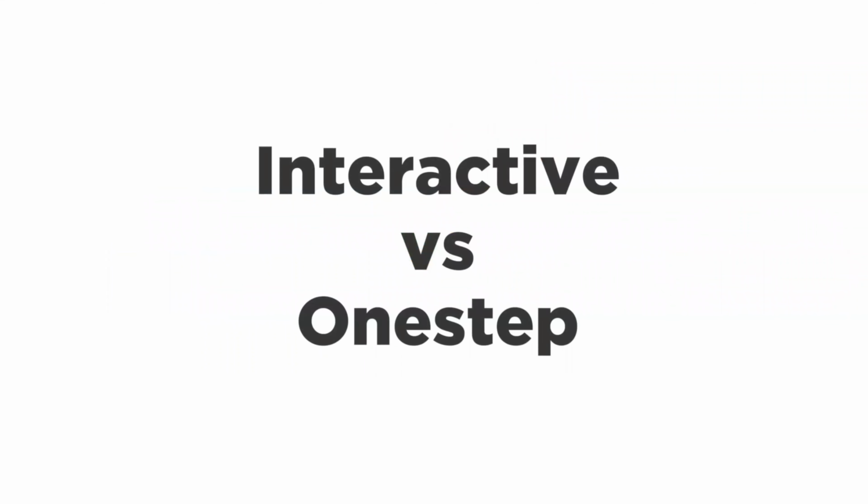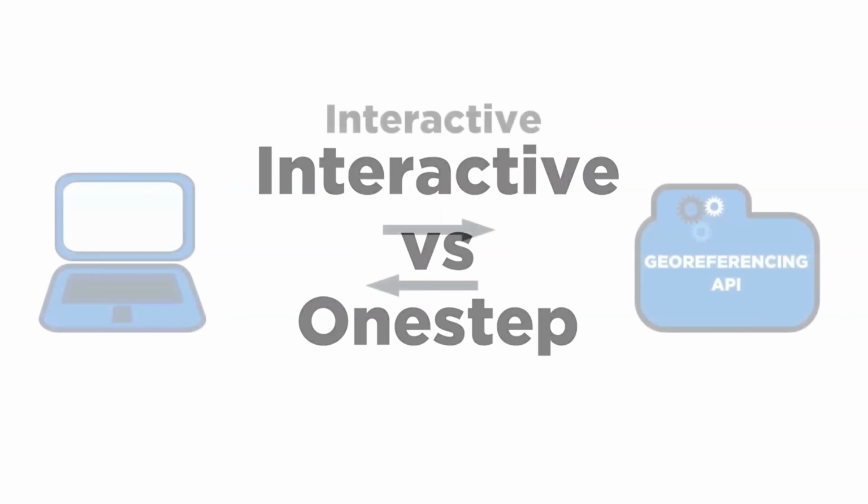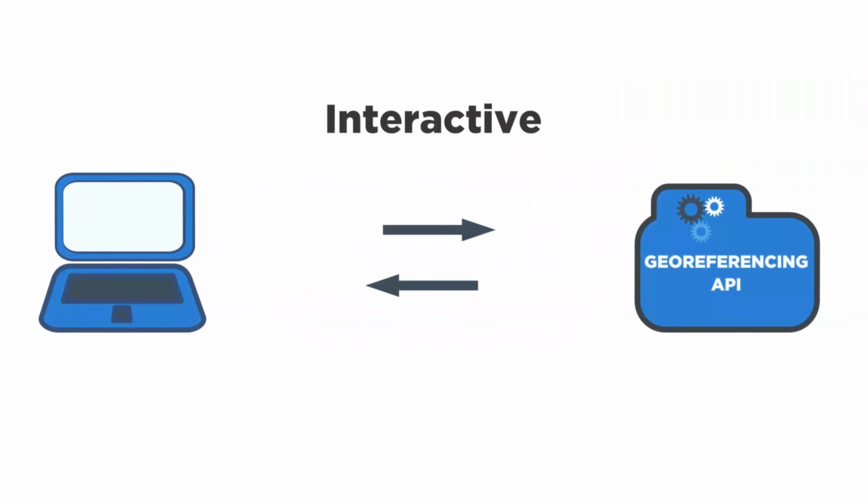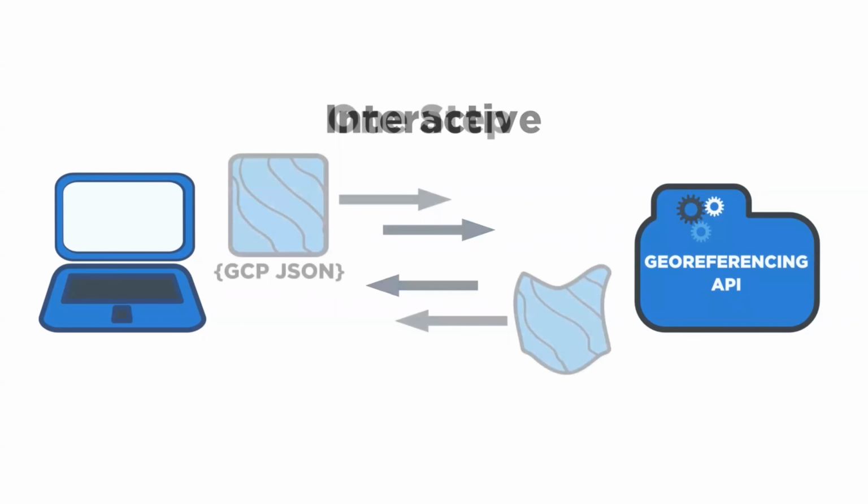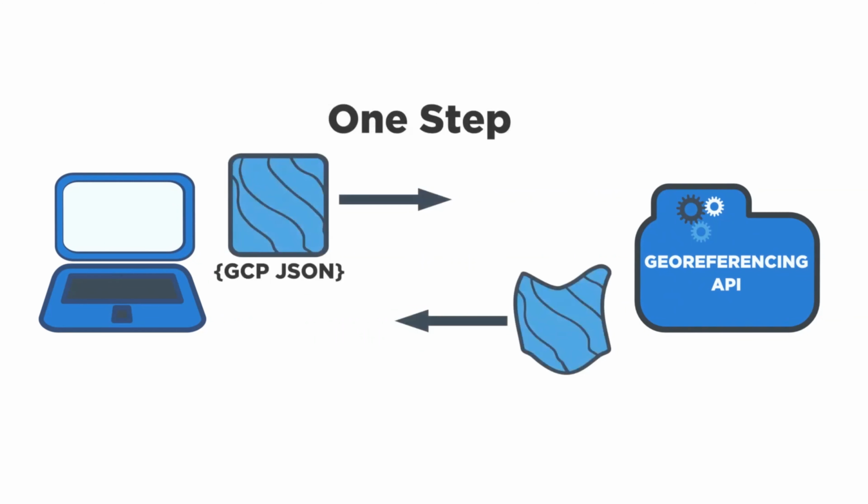Okay, so now that we've talked about some of the use cases of the API, I'd like to explain exactly how the API works. Now, there are multiple ways of using the API. The first is an interactive approach, using a stream of communication back and forth between the end user and the API, with the result being a geo-enabled image ready for download. The second is a single one-step process, where the user sends a list of GCPs and a non-geo-enabled image, and a warped geo-enabled image is returned.